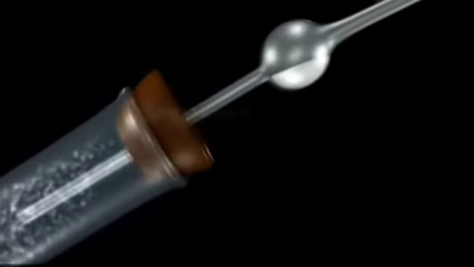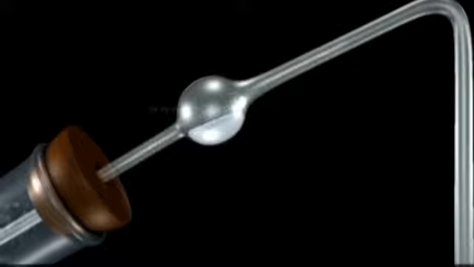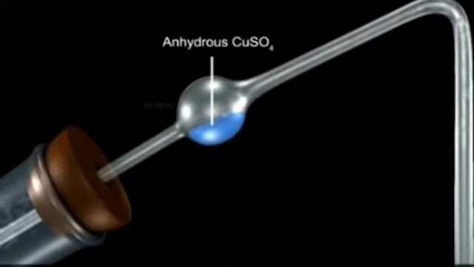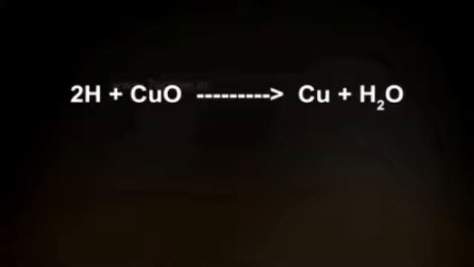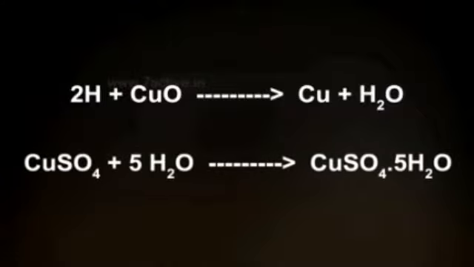If hydrogen is present in the compound, it forms H2O vapor, or water vapor. Water vapor, when passed over white anhydrous CuSO4, turns it blue by forming CuSO4·5H2O. The reactions involved in this process are 2H plus CuO gives rise to Cu plus H2O. CuSO4 plus 5H2O gives rise to CuSO4·5H2O.